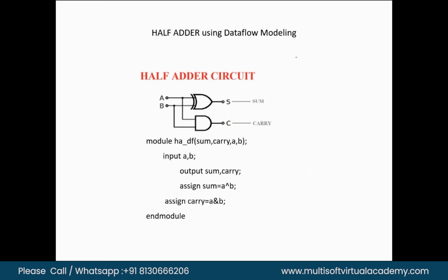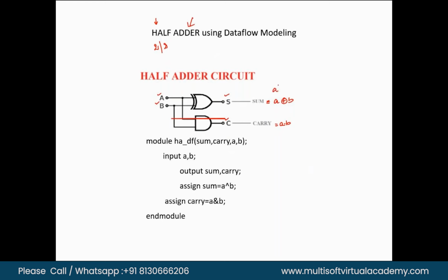Half adder is nothing but an adder. Half means it has two inputs and two outputs. A and B will be your inputs. Sum and carry will be the outputs. The sum expression is A XOR B, and the carry expression will be A and B, A dot B. A dot B means it is an AND gate.